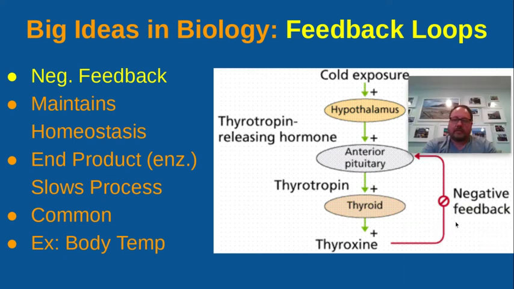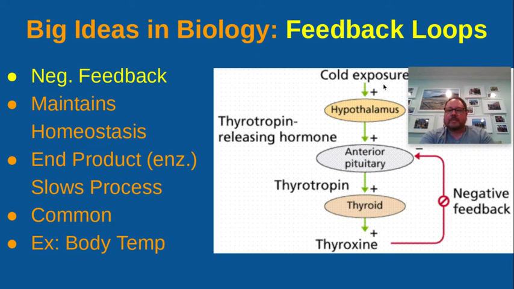So if we look at this feedback loop that we have here, let's say your body is exposed to cold temperatures. The hypothalamus up at the base of your brain detects that drop in body temperature. It stimulates the release of a hormone called thyrotropin releasing hormone, which goes to the pituitary gland hanging off the base of your brain. It releases another hormone, thyrotropin, that goes to the thyroid gland. And then the thyroid gland will go and release this metabolic hormone called thyroxine.